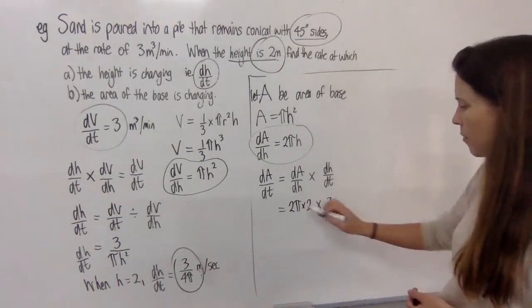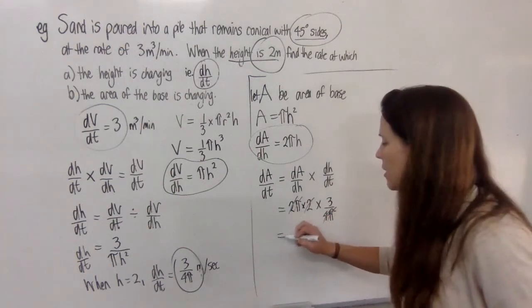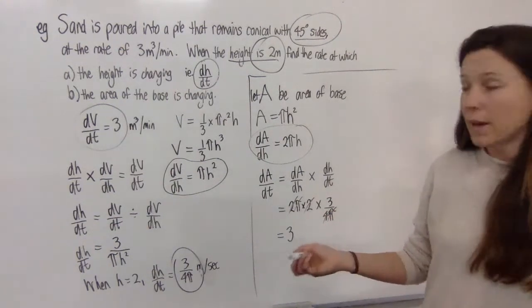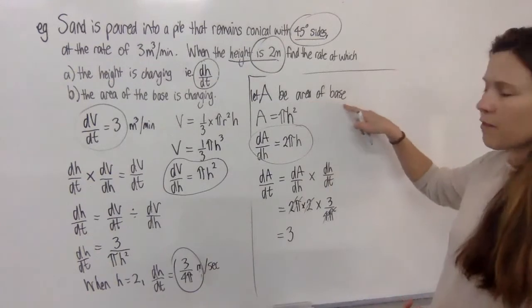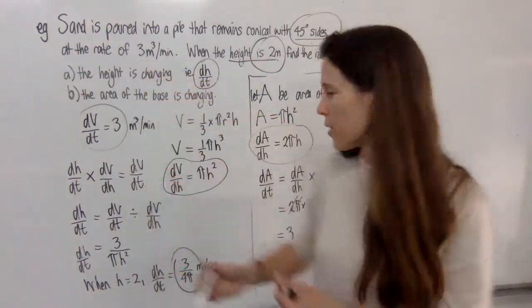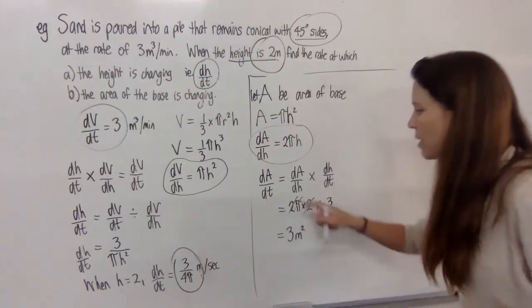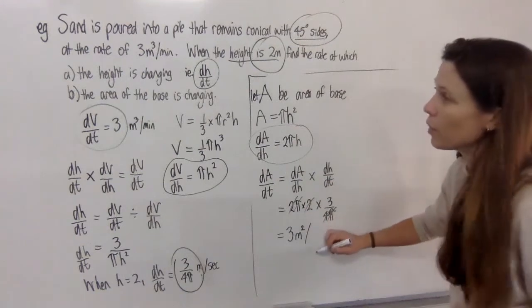And now we can tidy up, the pi's are going to cancel, the 2 times 2 will cancel with the 4, and I can say that the answer is 3. Now 3 what? We're looking at how the area of the base is changing, and we're talking about a pile here where everything is in metres, so it's changing at the rate of 3 square metres per minute.